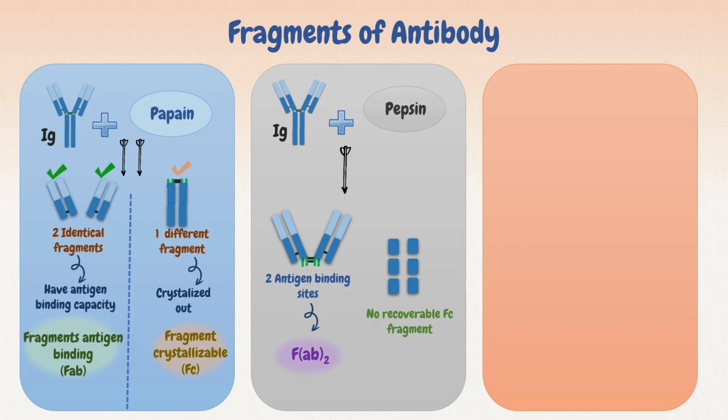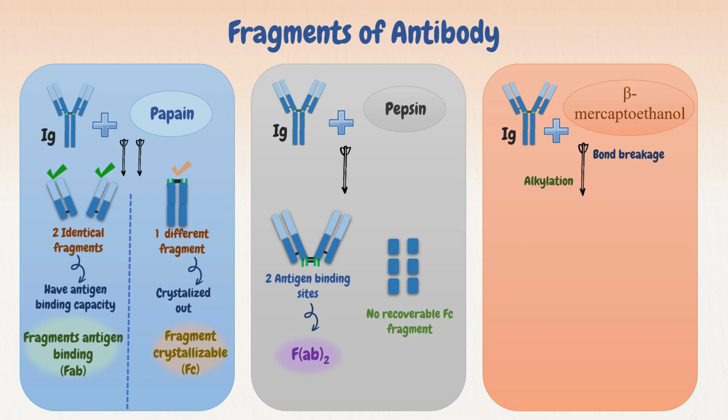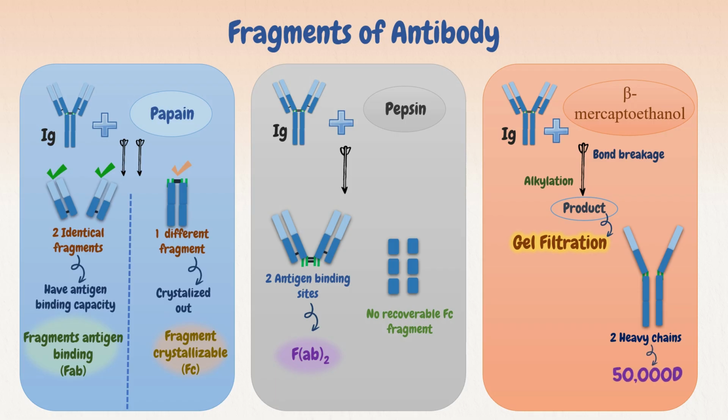Then in another set of experiments, investigators reduced the whole Ig molecule using beta-mercaptoethanol, which breaks disulfide bonds, and alkylated the reduced product so that the disulfide bonds could not spontaneously reform. They then used a technique called gel filtration to separate and measure the size of the protein fragments generated by this reduction and alkylation. In this way, it was shown that each Ig molecule contained 2 heavy chains, with molecular weights of 50,000 Dalton, and 2 light chains of molecular weight 22,000 Dalton.